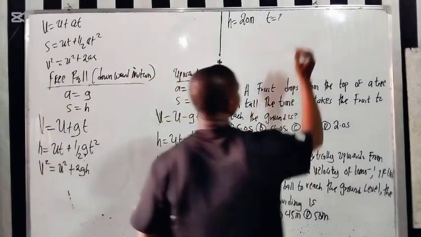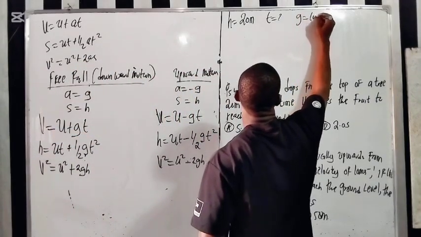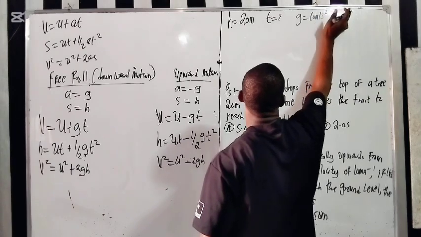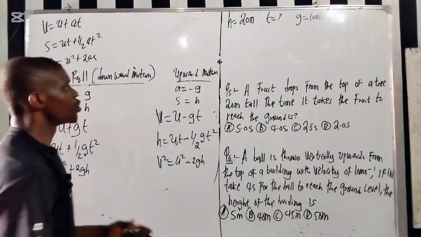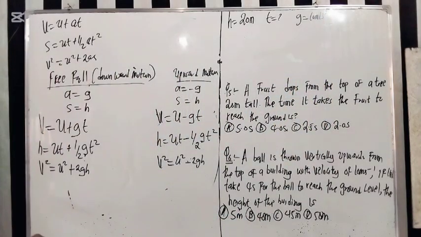So my g is 10 meter per second squared. Do you see that? 10 meter per second squared. So which one are we going to use here?